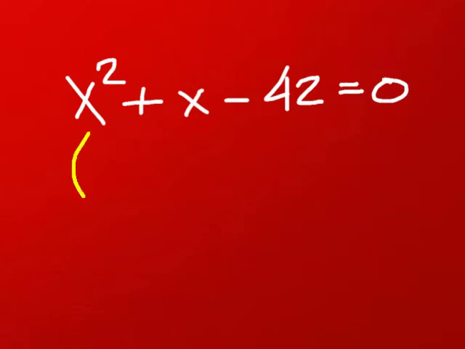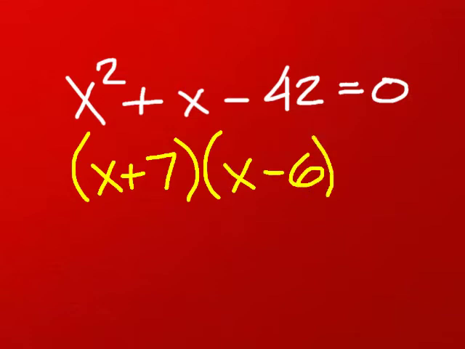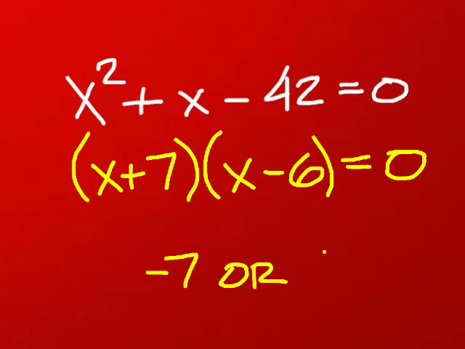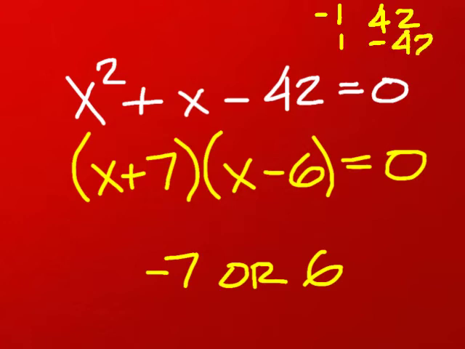Your factors on this are going to have to be 7 minus 6. That's where we get an answer of -7 or 6. When you go through your factors like 1 and 42, so one would have to be negative, the other one positive. You have two sets. What's the difference between 1 and 42? 42 minus 1 is what? 41. Is that anywhere near 1?